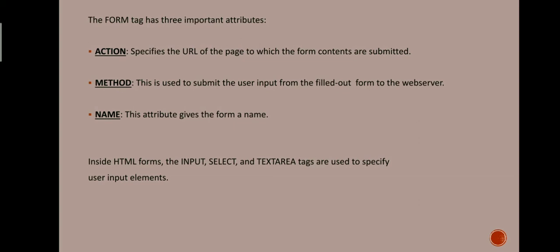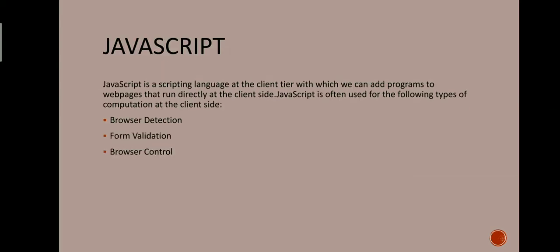Then comes the method attribute. This is used to submit the user input from the filled out form to the web server. Whatever input has been provided by the user to the form is submitted to the web server, and the name attribute is used to give the form a name. Inside these HTML forms, the input, select and text area tags are used to specify the user input elements.